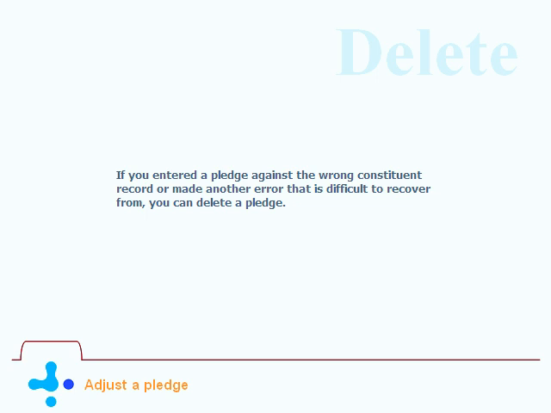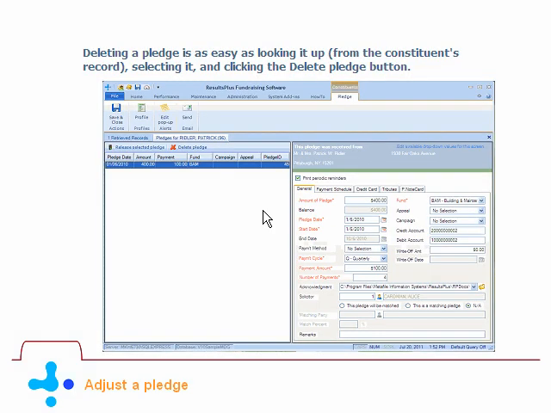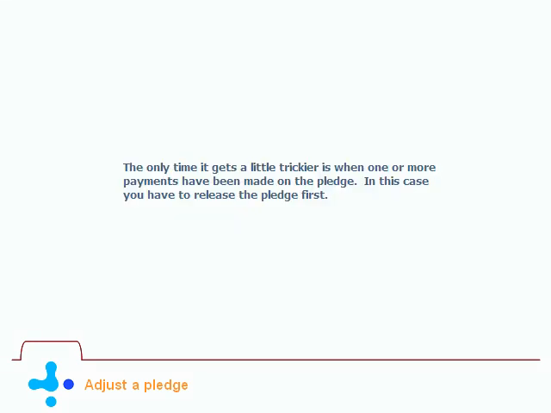If you entered a pledge against the wrong constituent record or made another error that is difficult to recover from, you can delete a pledge. Deleting a pledge is as easy as looking it up from the constituent's record, selecting it, and clicking the Delete Pledge button. The only time it gets a little trickier is when one or more payments have been made on the pledge. In this case, you have to release the pledge first.